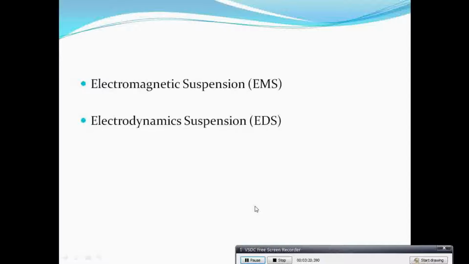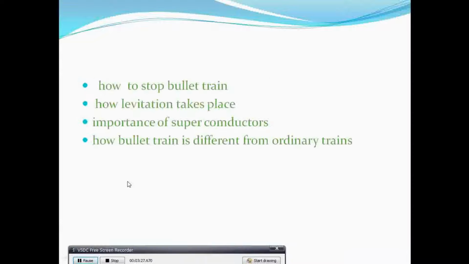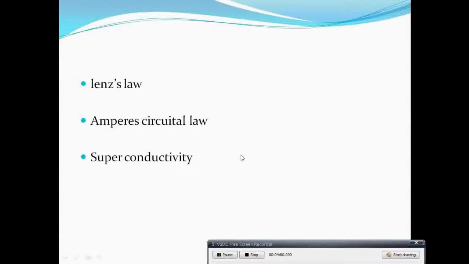Here, we are going to explain the basic concept of electrodynamic suspension. By using this electrodynamic suspension concept, at the end of this video, we will know the concept behind how to stop bullet trains, how levitation takes place, the importance of superconductors in these bullet trains, and how a bullet train is different from ordinary trains. All details of these trains will come into clear picture by the end of the video.